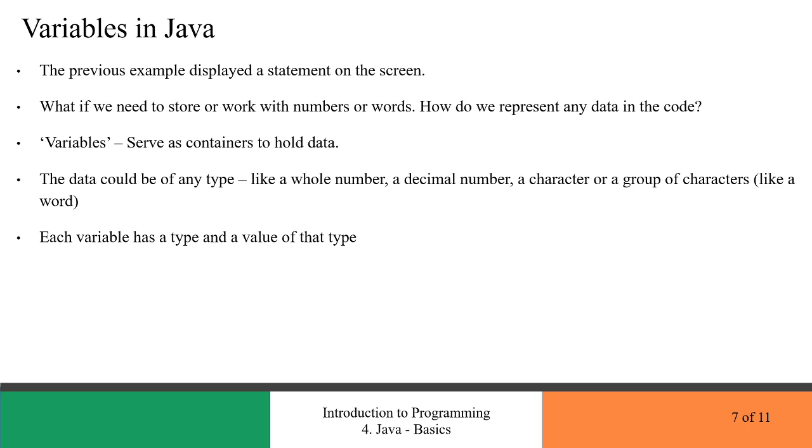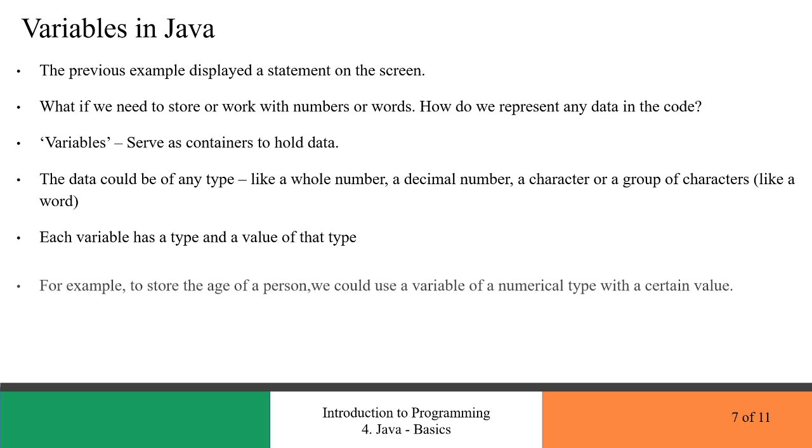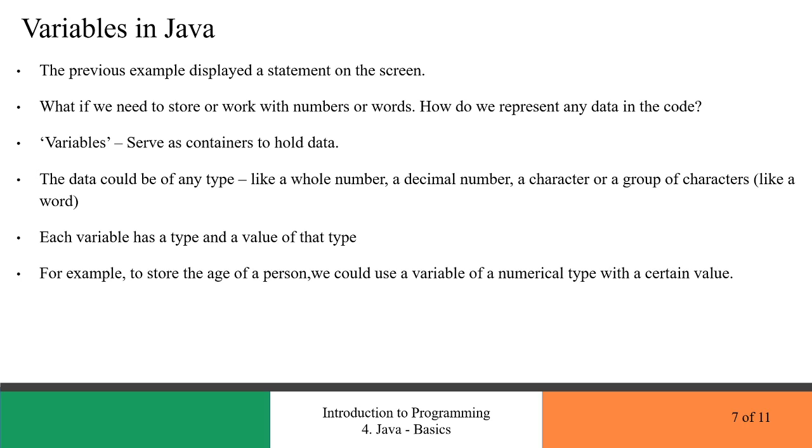Thus, each variable has got a certain type and a value of that type. For example, to store and work with the age of a person, we could use a variable of a numerical type that can hold a certain value.